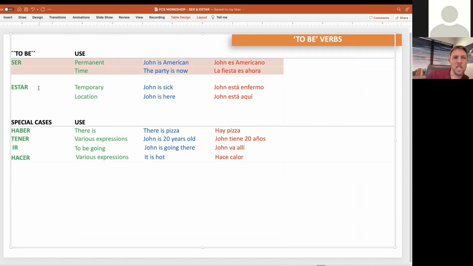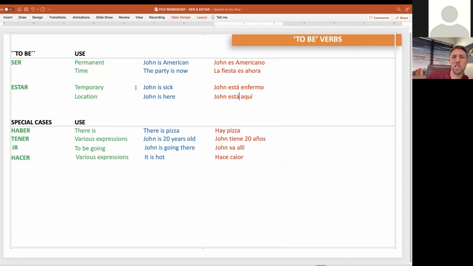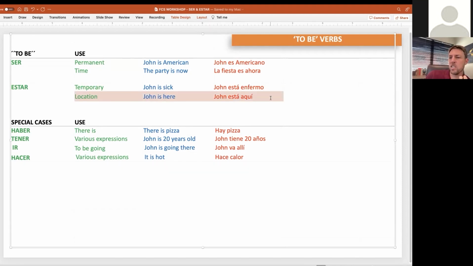Okay. And then estar is temporary and location. So John is sick. That's temporary, hopefully. Okay. Location. John is here. John is in the house. John is in Cancun. Okay. Location.